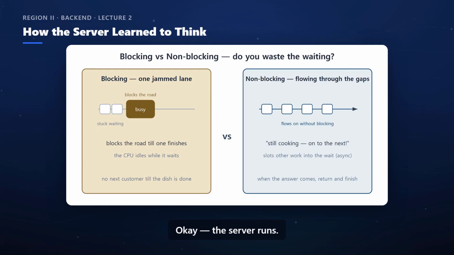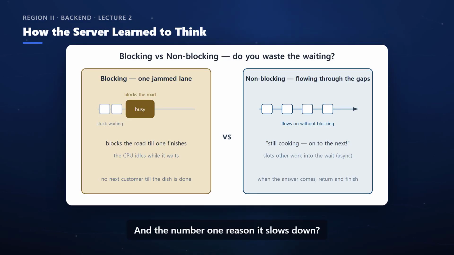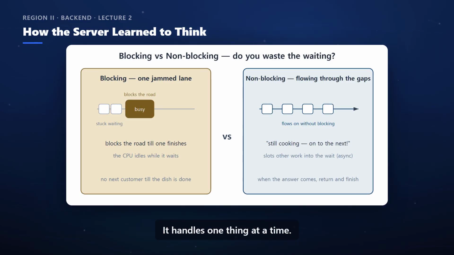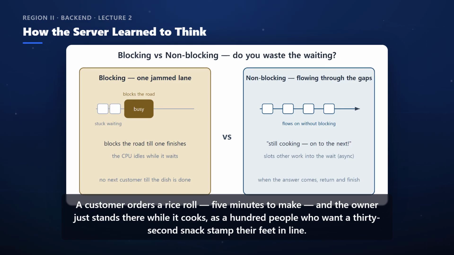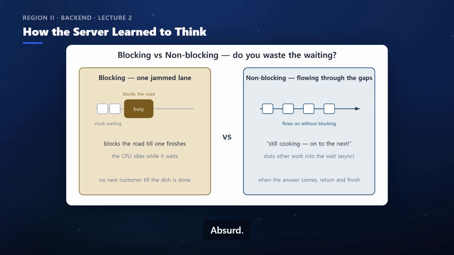Okay, the server runs. Now the real job, keeping it alive. And the number 1 reason it slows down? It handles one thing at a time. Picture a one-person snack bar. A customer orders a rice roll, 5 minutes to make, and the owner just stands there while it cooks, as 100 people who want a 30-second snack stamp their feet in line. Absurd. But that's a naive server.